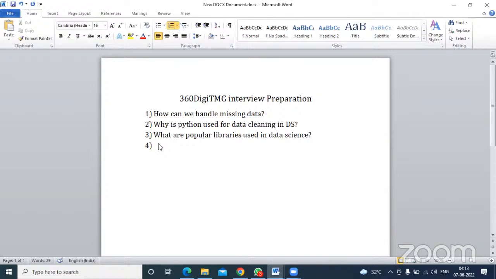My next question is: what is the difference between supervised learning and unsupervised learning?